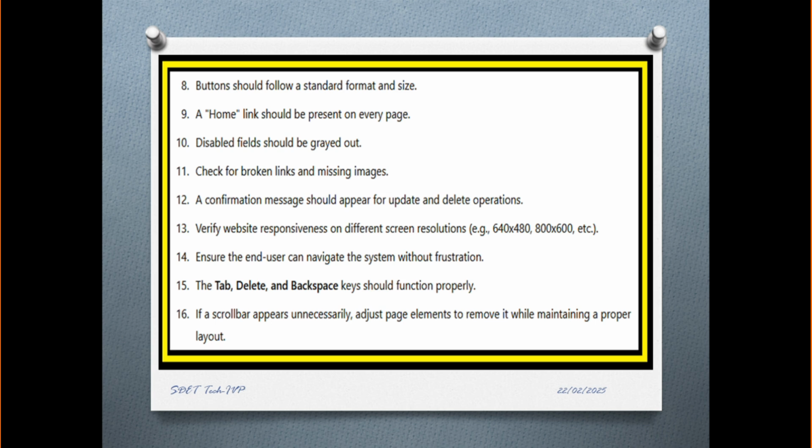Confirmation message should appear for update and delete operations. Once you perform an update operation, such as updating your profile, a success message should appear: profile is updated successfully. And if you delete something from the list, a message should be displayed: are you sure you want to delete this item? Once you click the OK button, the success message should be displayed: item is deleted from the list.